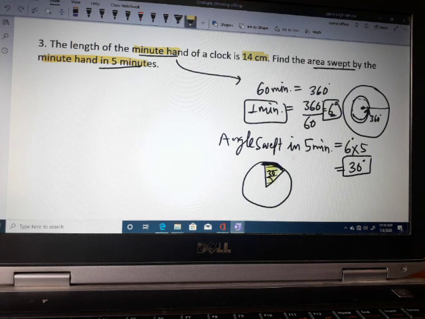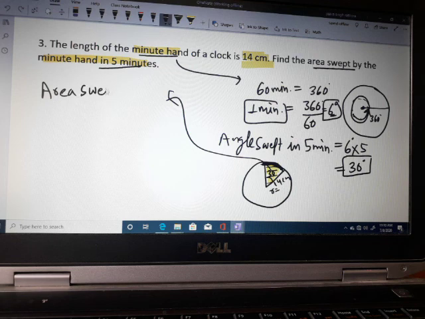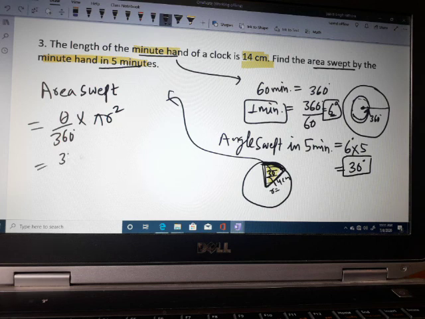This is the sector having the radius, the given length of the minute hand, equal to 14 centimeter. That is the radius. So just find the area of this sector. That will be the area swept. Area swept equals theta upon 360 degree into pi r square. Theta is equal to 30 degree and radius is 14 centimeter. Put this in the formula.